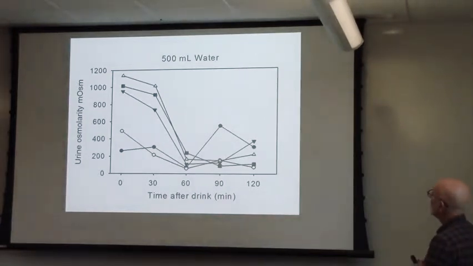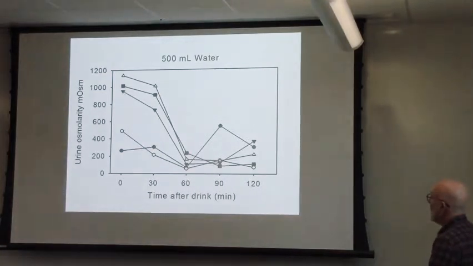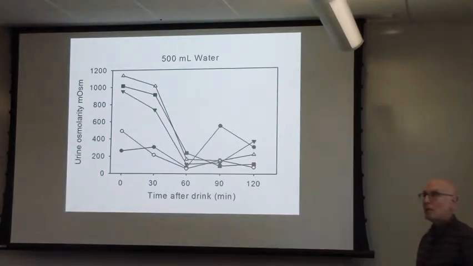Then at time zero, they all drank a half a liter of water, just straight up water. And their osmolarity all fell to either isotonic or hypotonic, depending on where they started. When I say hypotonic, that means the osmolarity is below 290 milliosmolar. Hypertonic is above 290 milliosmolar, and isotonic is 290 milliosmolar.